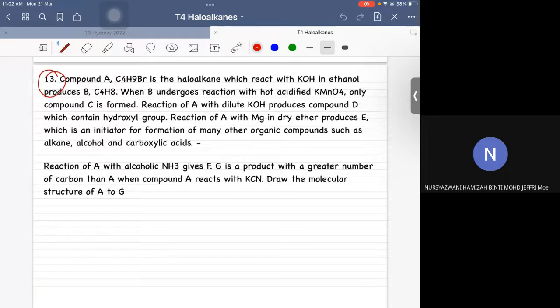Okay, macam mana kita nak selesaikan soalan yang so wordy like this. So we just go through the question. While we go through the question, we try to draft our synthetic pathway from the question given. First one is the compound A is C4H9Br, the haloalkane, which reacts with KOH ethanol producing B. Okay, so macam ni kita nak draft.